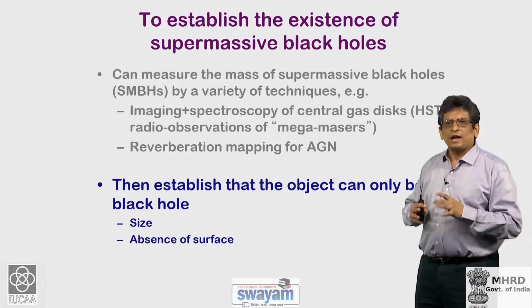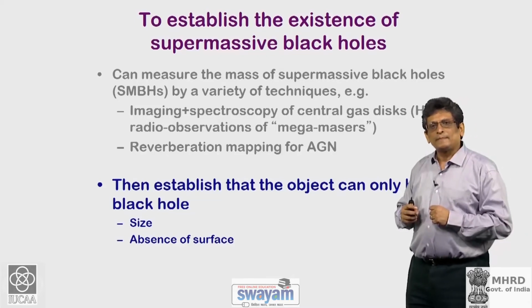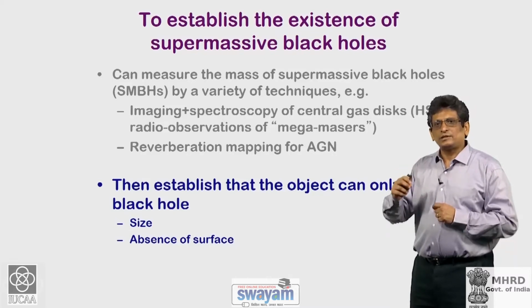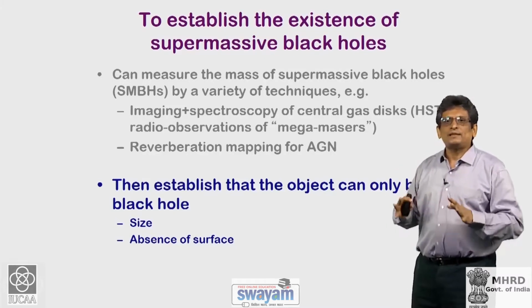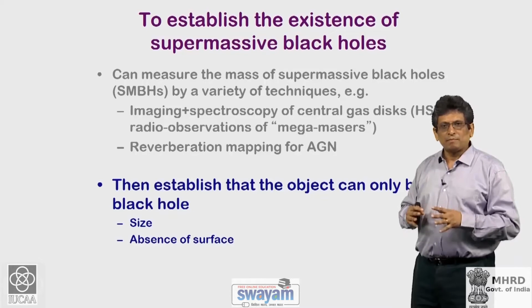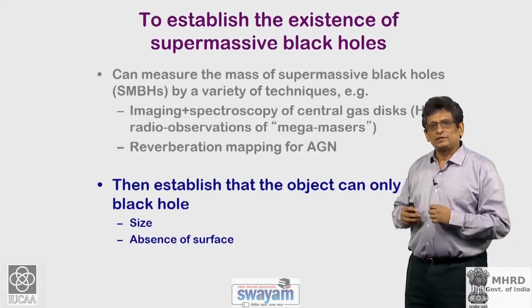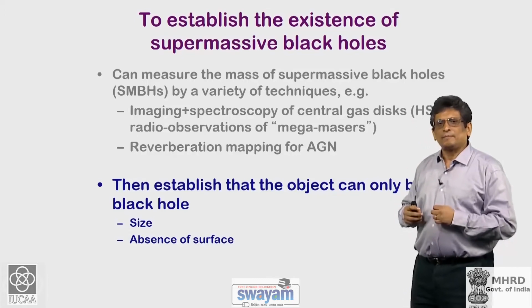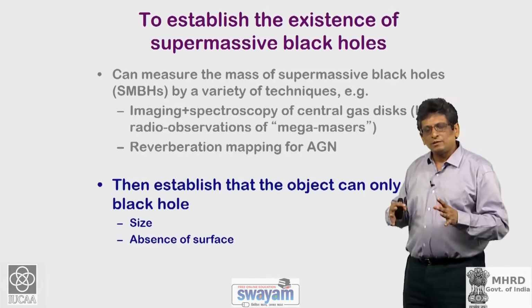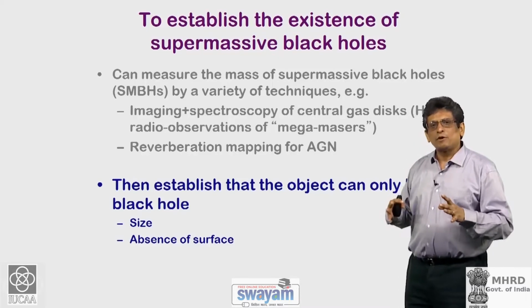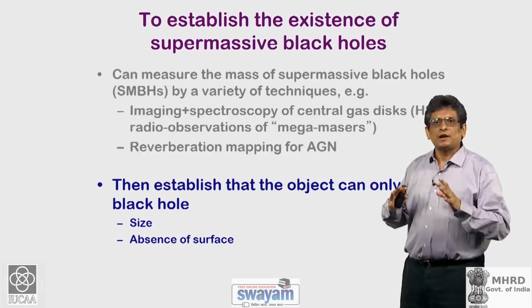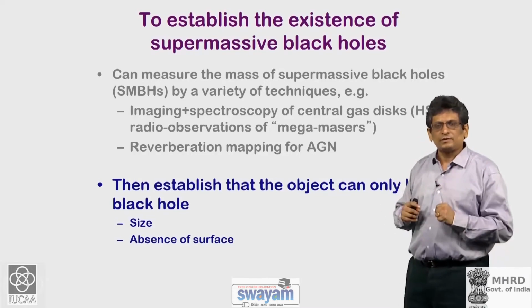But the other thing that we have to establish, just as we did in the case of our own galaxy, is that we have to establish that the object in the middle of this galaxy cannot be anything else other than a black hole. Measuring the mass is not enough, because clusters of stars often can have similar masses. To do that, as we did in the Milky Way, we can find some way of measuring the size of the central object, or find some kind of an upper limit to the size of the central object.